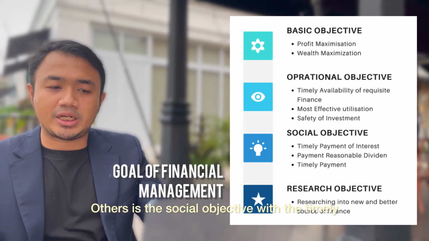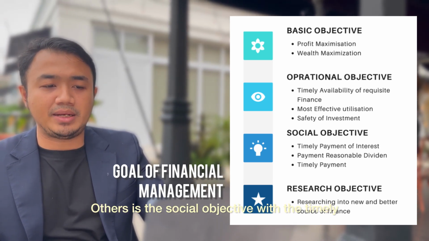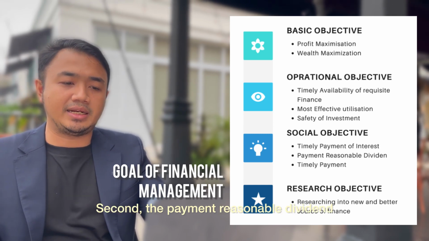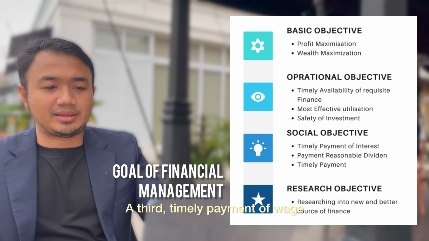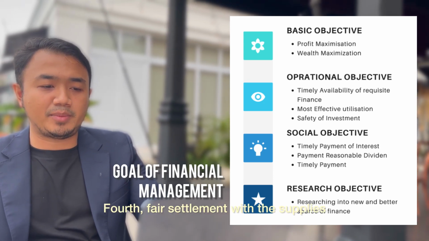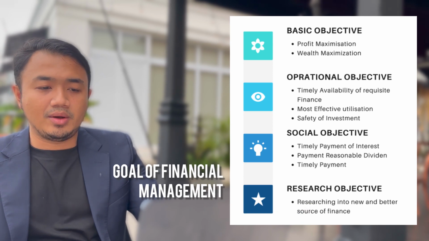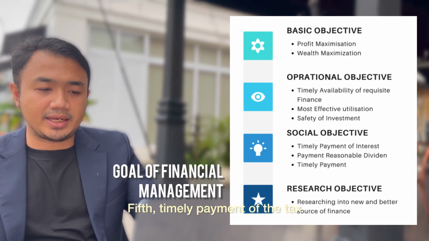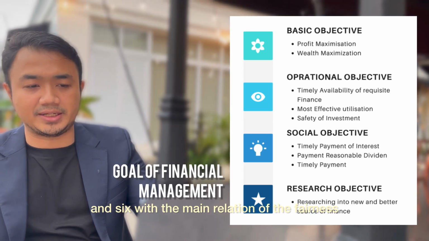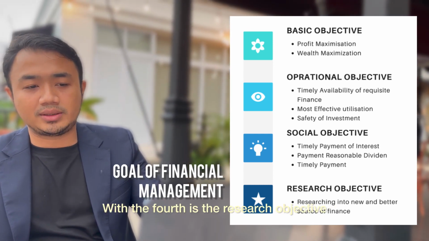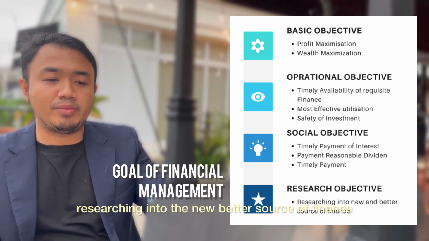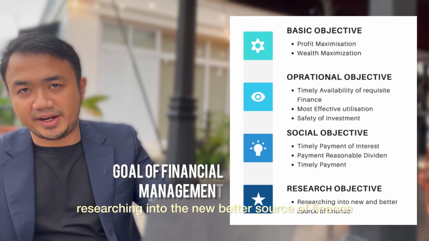Others is the social objective, with the timely payment of interest. Second, the payment of reasonable dividends. Third, timely payment of wages. Fourth, fair settlement with the suppliers. Fifth, timely payment of the tax. And sixth, maintaining a relation of fairness. The fourth is the research objective, researching into new, better sources of finance.